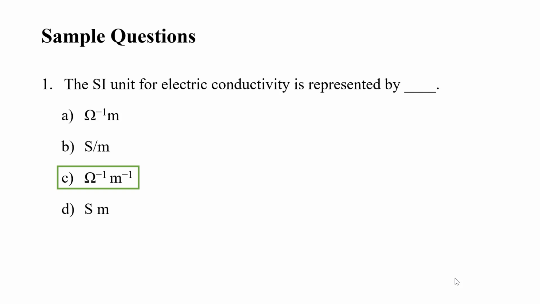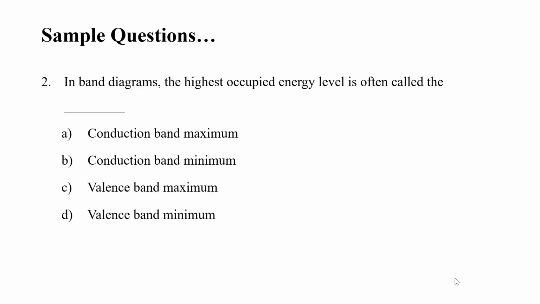For example, here we have a question which asks for the SI unit of electrical conductivity. We know that resistivity is ohm meter, so ohm inverse meter inverse will be one of the answers. The other one will be Siemens per meter. Usually for this course we have such questions. The second question is: in band diagrams, the highest occupied energy level is often called? Can anybody tell me the answer? It's the valence band. Option C. Yeah.